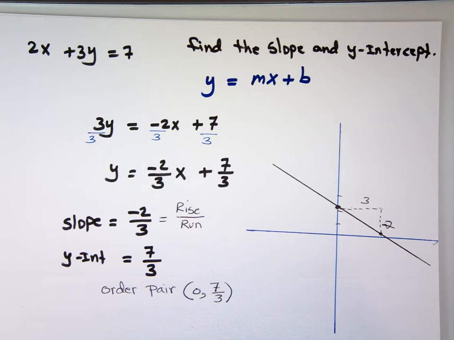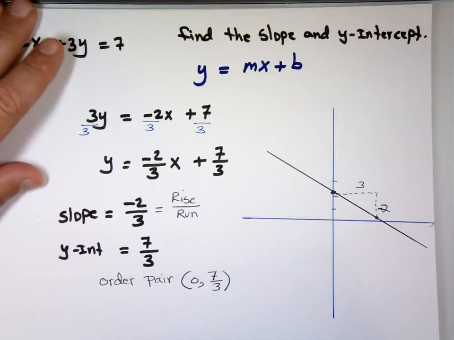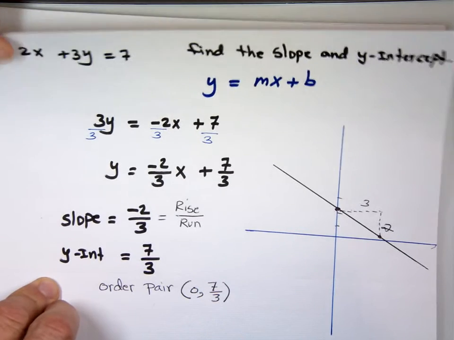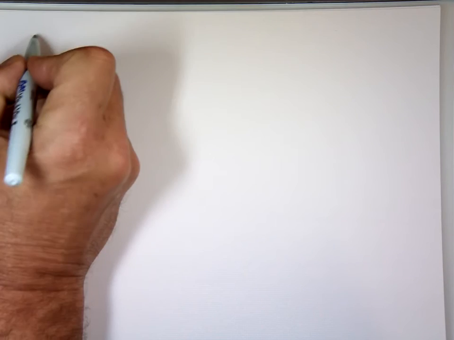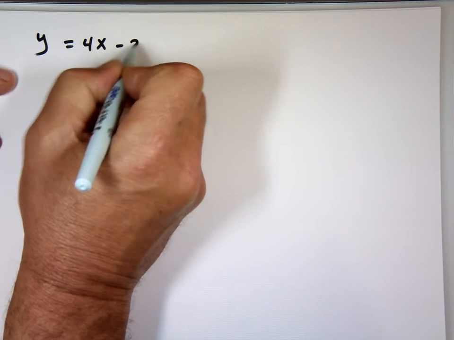So let's graph a few of these functions. So we know the slope. Let's practice how to graph them. I'll show you different ways to graph, and you choose what works for you. I'll do 3 different problems. Say I want to graph this.